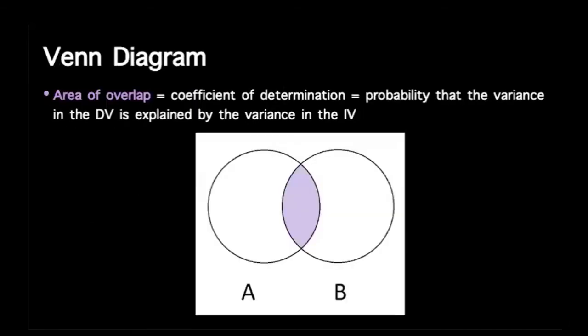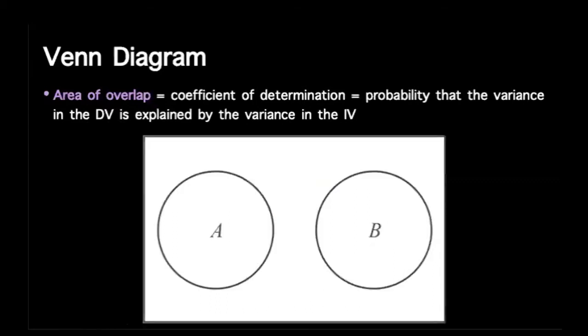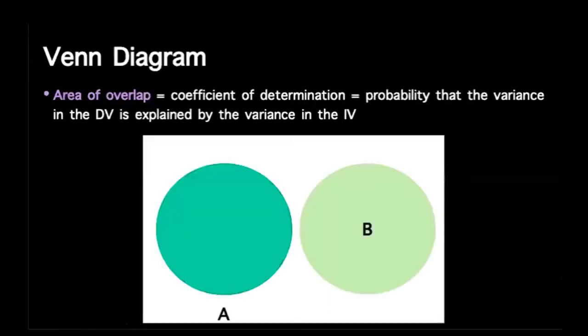So a nice way to look at this is through Venn diagrams, right? Let's say A is our independent variable, B is our dependent variable, right? We can look at the area of overlap to figure out what the coefficient of determination is, okay? So again, this is the probability that the dependent variable is explained by variance in the independent variable. So if we have 0 overlap, that means there is no relationship between these two, right? Because if R is 0, R squared is going to be 0, okay? If we have total overlap of both of these variables, that means R is 1, right? Because R of 1 would mean an R squared of 100%, okay?